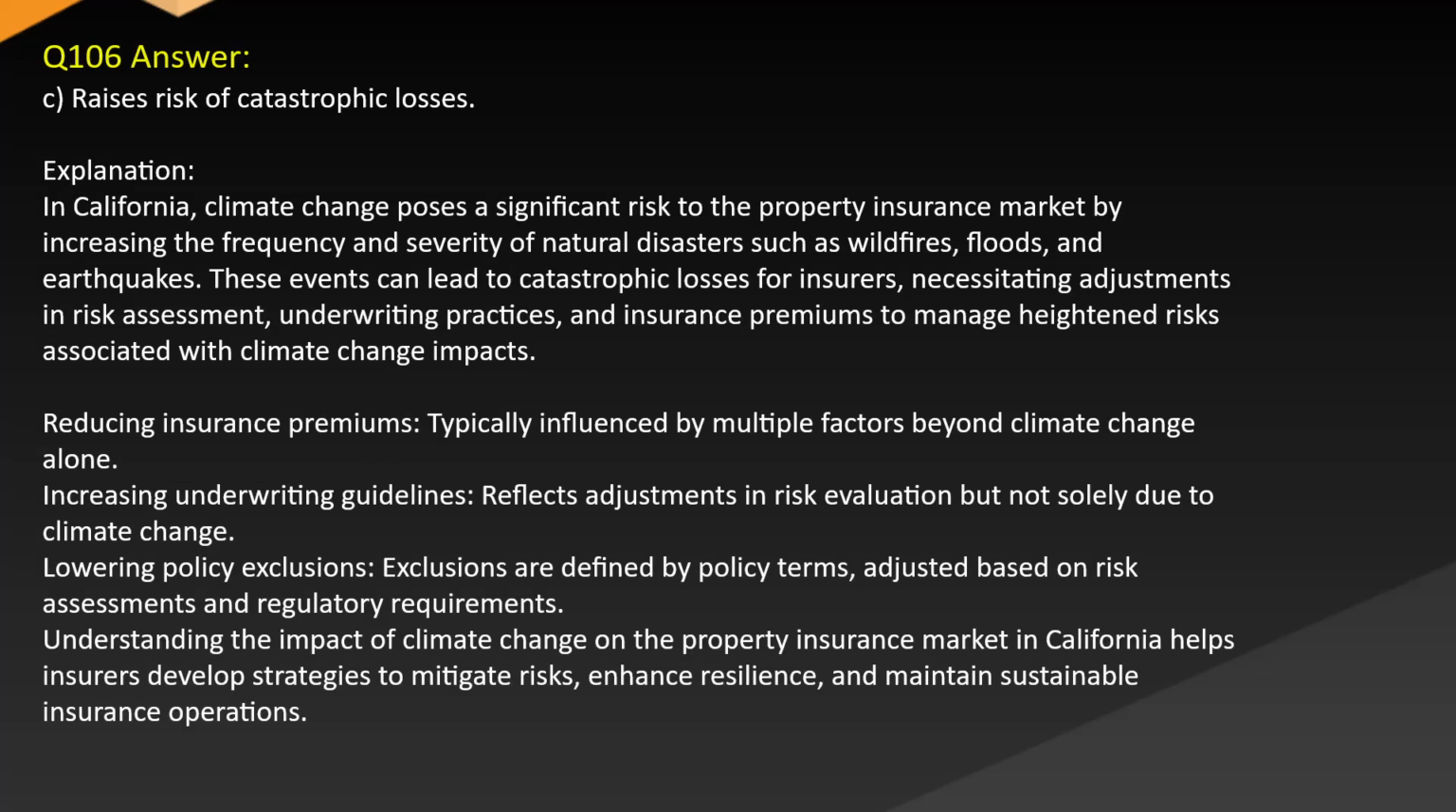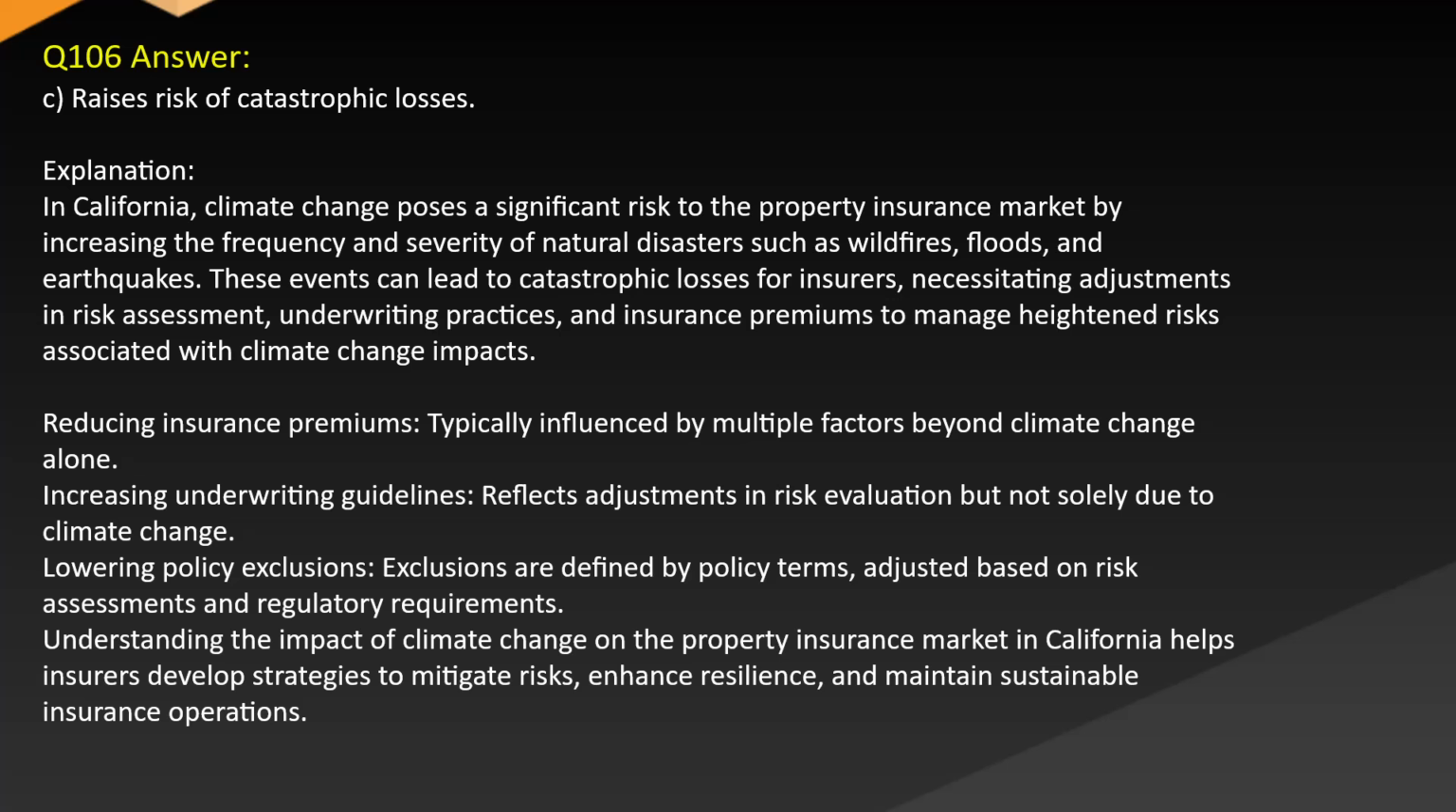Explanation. In California, climate change poses a significant risk to the property insurance market by increasing the frequency and severity of natural disasters such as wildfires, floods, and earthquakes. These events can lead to catastrophic losses for insurers, necessitating adjustments in risk assessment, underwriting practices, and insurance premiums to manage heightened risks associated with climate change impacts. Reducing insurance premiums is typically influenced by multiple factors beyond climate change alone.